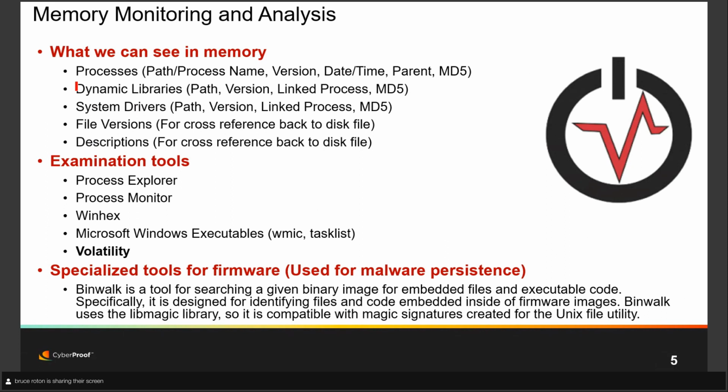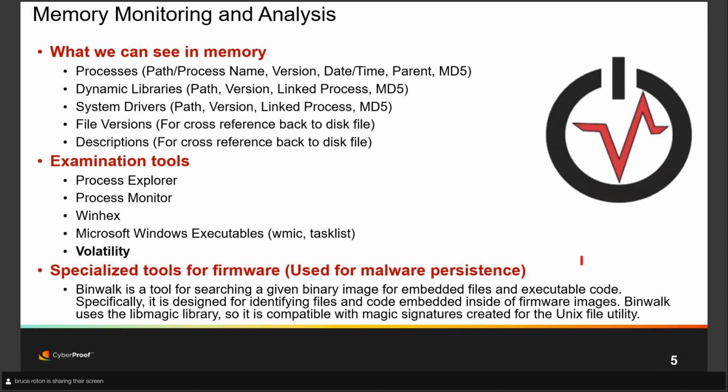For example, sometimes people will take a file that normally lives in System 32 and drop it into the Windows directory. It's still the same file name and it looks all legit and it's in a Windows directory, but it's not in the directory that it's supposed to be. And you'll see that linkage in the system drivers and file versions and descriptions. You'll want to have the description for cross-reference back to the disk file. Some of the tools you can use, Process Explorer, Process Monitor, WinHacks, Microsoft Windows executables, but Volatility is an excellent tool, one of my favorites.